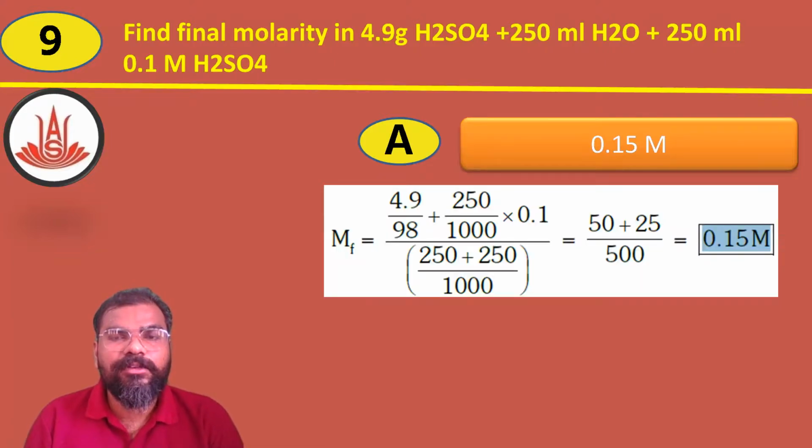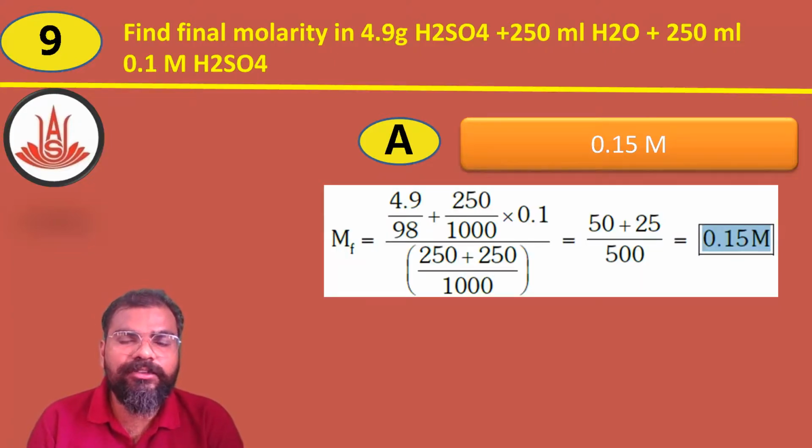Final molarity of the solution is equal to moles upon volume. Weight they have given, so mole we have to find out. 4.9 gram for H2SO4 they have given. Molar mass of H2SO4 is 98, so 4.9 upon 98, plus 250 ml of water they have given, so we have to convert into liter, 250 upon 1000, multiplied by 0.1 molarity they have given already for H2SO4.